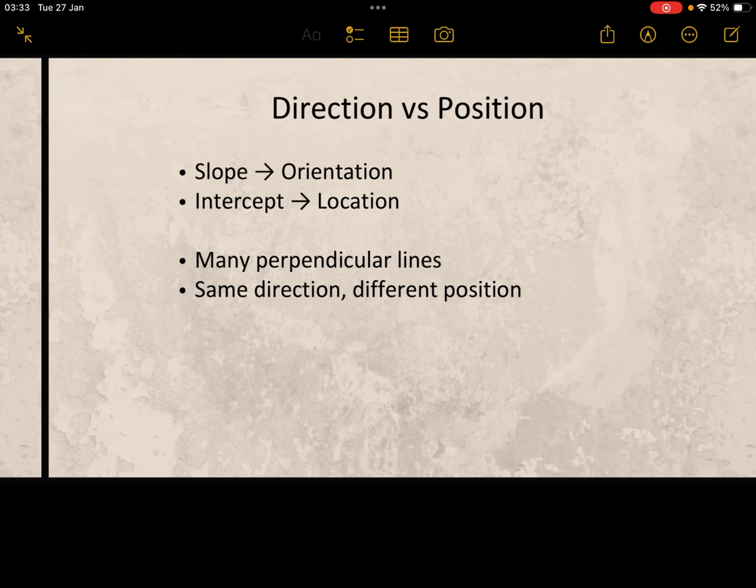So, direction versus position. You can find infinitely many perpendicular lines. All of them have the same direction but different positions. That is the difference between orientation and location. Orientation is the direction in which the line moves, decided by the slope, and the location is decided by the intercept. So I hope you have understood this.